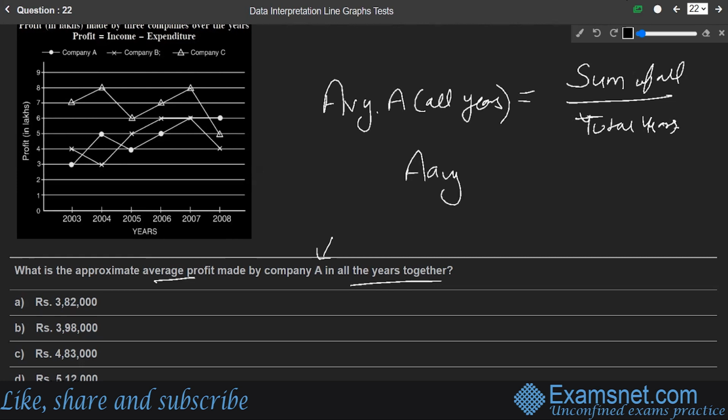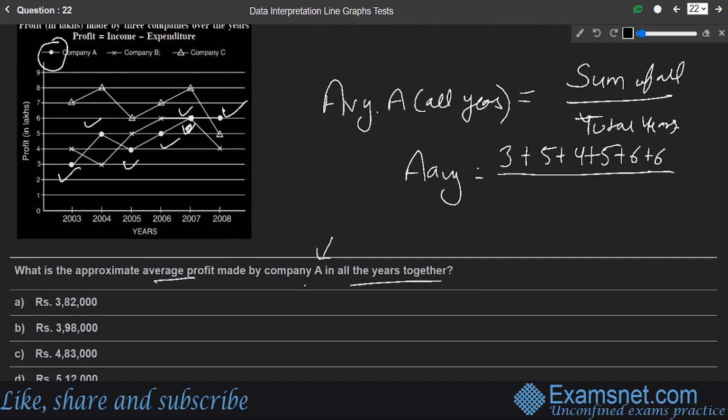So A's average becomes how much? We are supposed to do the sum of company A for all the years. Company A is represented by the filled circle, so we keep on adding: 3 plus 5 plus 4 plus the next value 5 plus the next value 6 and the last value 6. So this is the filled circle, not this one. For this line, the filled circle values are 6 and 6.